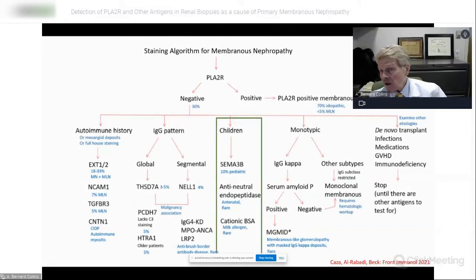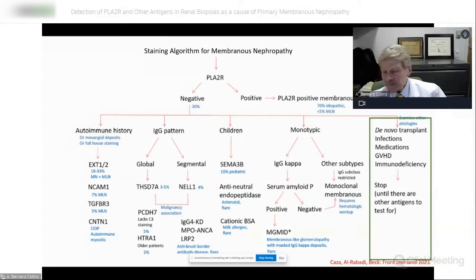Whether it's an adult or whether the patient is a child, whether it's monotypic. As you know, monoclonal immunoglobulin deposition disease is an important thing to take into consideration when you see light chain restriction, for example. And also, is it in the transplant setting?